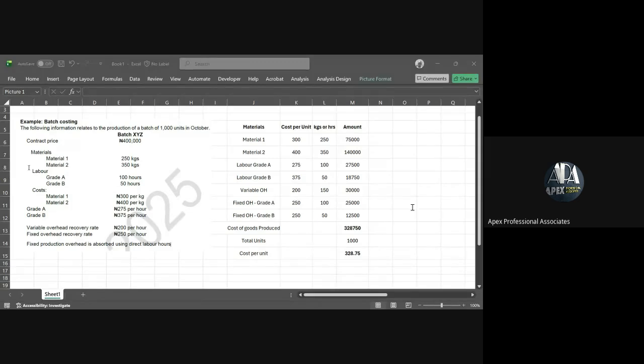Fatima says, if we are to interpret the solution in a sentence, how do we put it into words? You put it into words by saying, on the scenario above, it is observed that the total cost of goods produced is 328,750 naira, and the cost per unit is 328 naira 75 kobo. As simple as that. If you now want to support with further explanations, they will come after that first line. The first line will capture your direct answer, which is what the examiner wants.